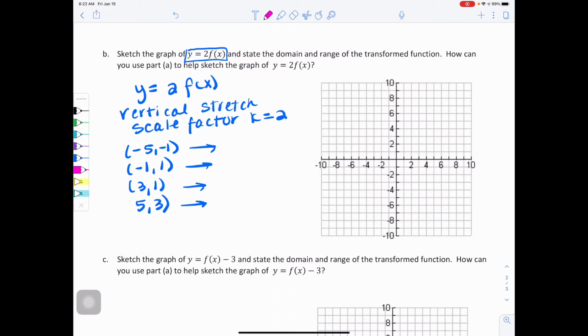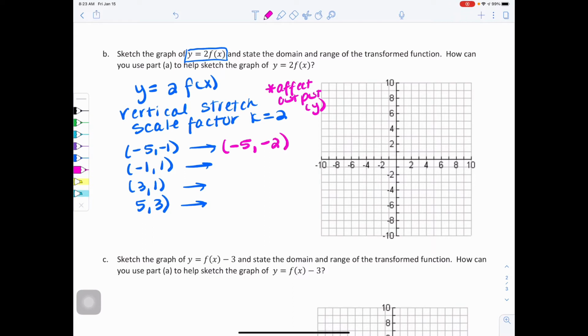So if I'm going to do a vertical stretch with a scale factor of k, that's going to affect the output, which remember output is y. So I'm going to keep the same x value, but I'm going to multiply my y value by 2. So I would get -2.